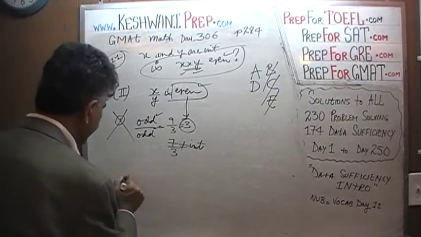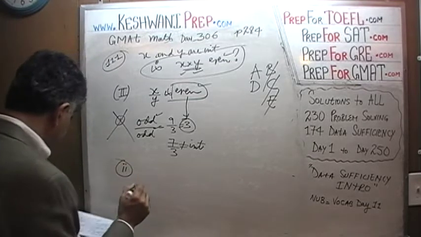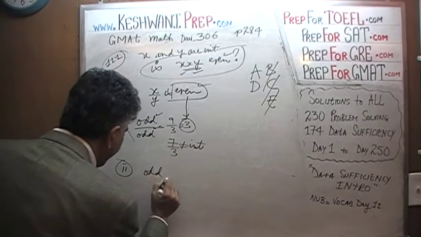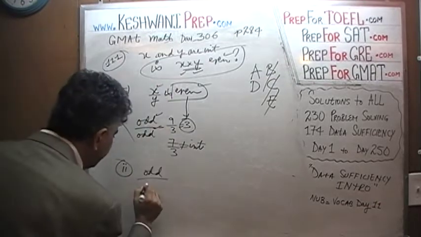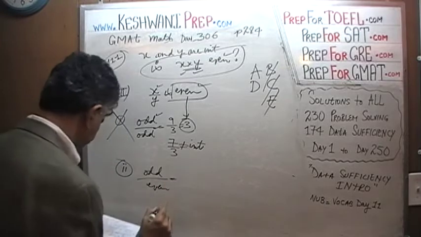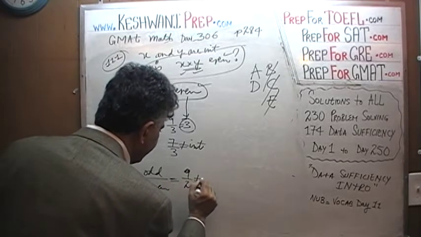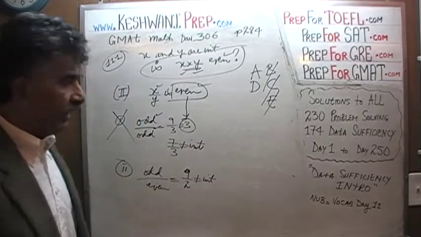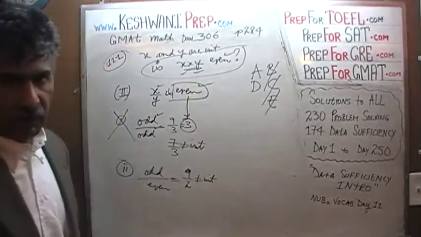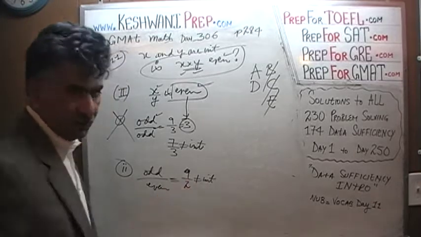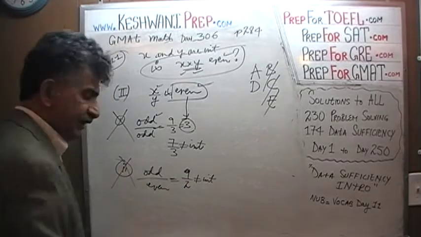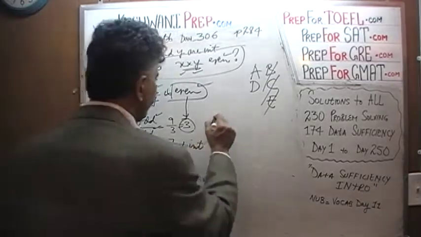Let's look at the second scenario. Maybe x is odd and the other one is even, in which case we will have something like 9 over 2. Again, this is not even an integer, let alone an even integer. So that scenario is not possible.